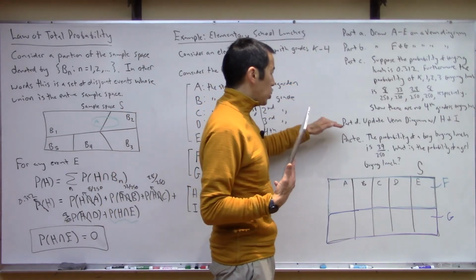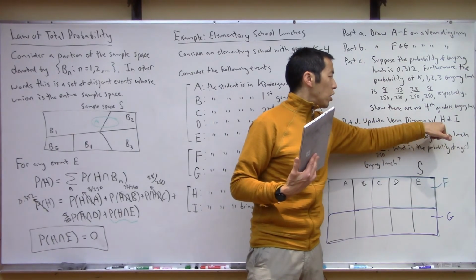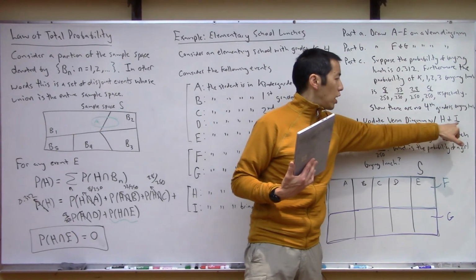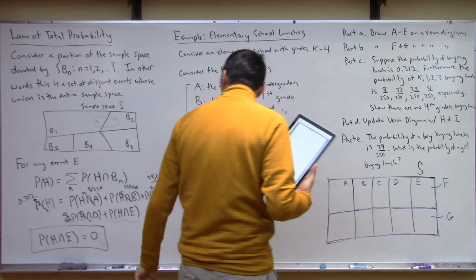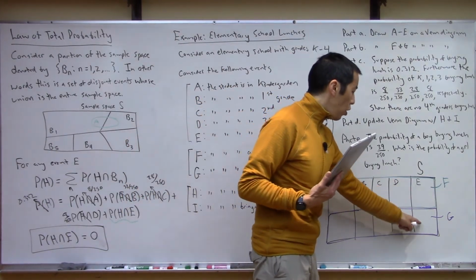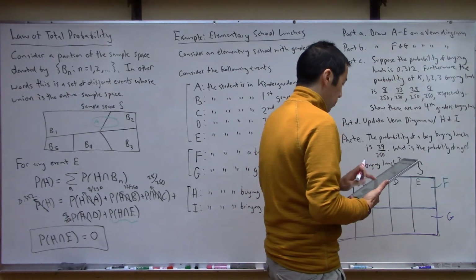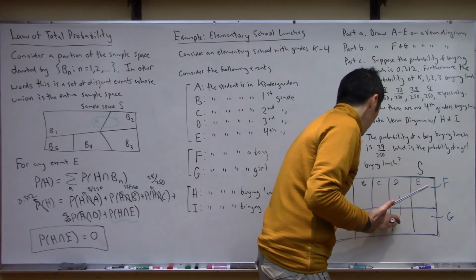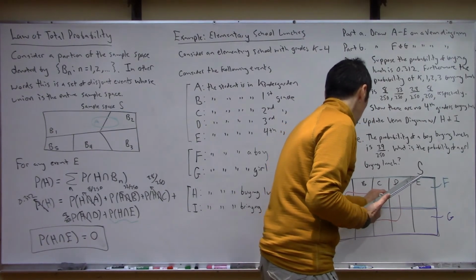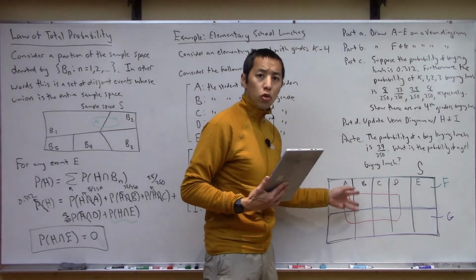So with that information, we can actually update our Venn diagram with events H and I, right? The event H, again, is buying lunch. I is bringing lunch. So really what this should probably look like is, let's do this in red. We know that there are no fourth graders buying lunch. So really, we could do something like this. Let's draw H like this. So here is H. So this is the students who are buying lunch.